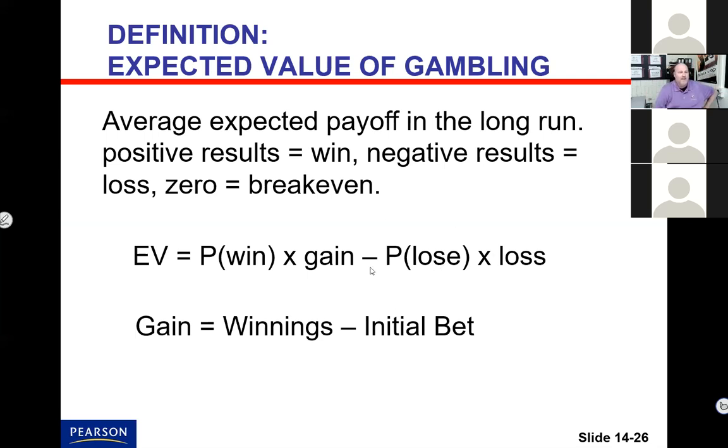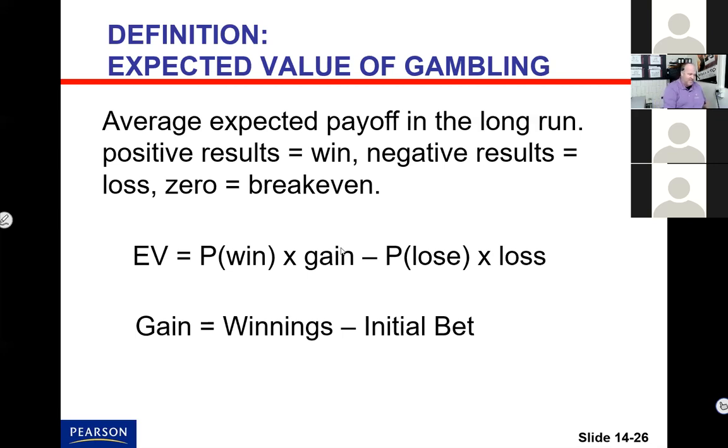Then you have to deal with what's called the gain, which is the winnings minus the initial bet. If you pay $1 to play the game and you win $5, your gain is only actually $4, because it's the winnings minus the initial bet. And your loss is whatever you paid at the beginning. If I pay $1, that's my loss.